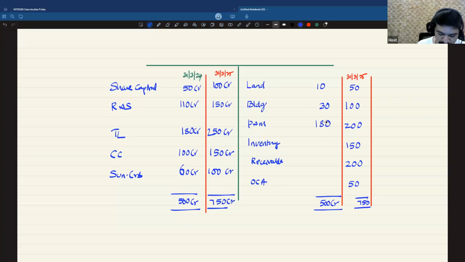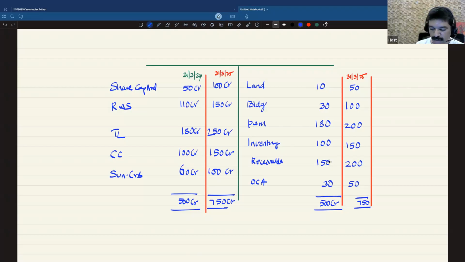It means 500 minus 220, that is 280 crore, is the breakup of current asset. So let's say other current asset is around 30 crore. So 280 minus 30, you get 250 crore. And that 250 crore, we'll put it like this: 100 crore, 150 crore. Let me just check the arithmetical part. It is 10 crore of land plus 30 crore of building plus 180 crore of plant and machinery plus 100 crore of inventory plus 150 crore of receivable and 30 crore of other current asset.